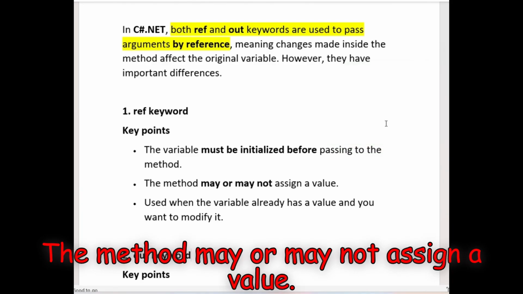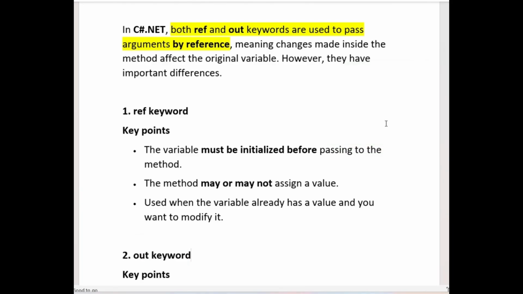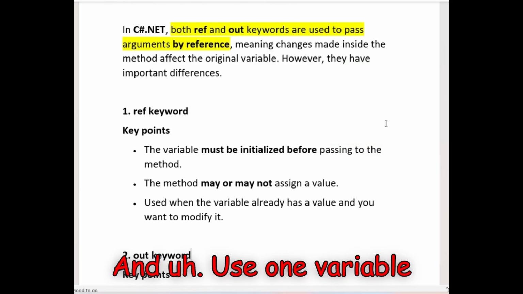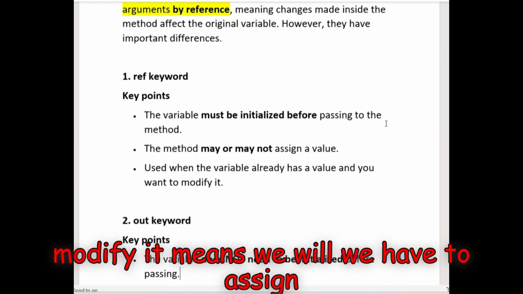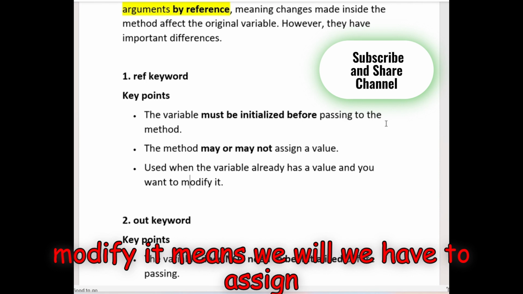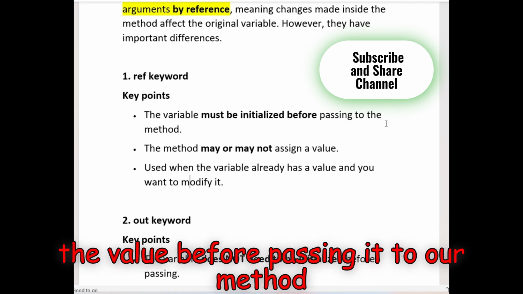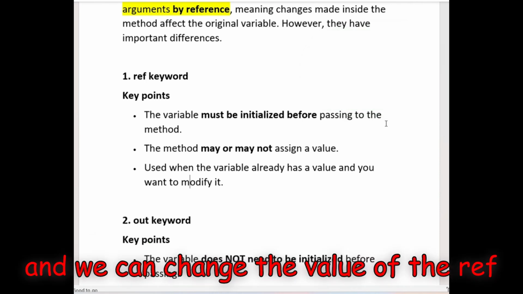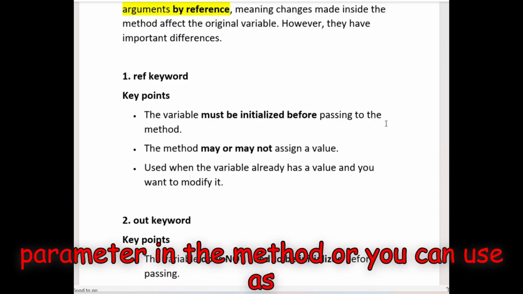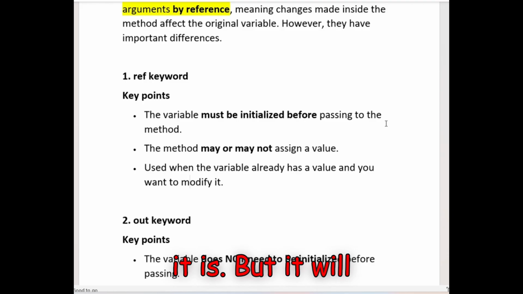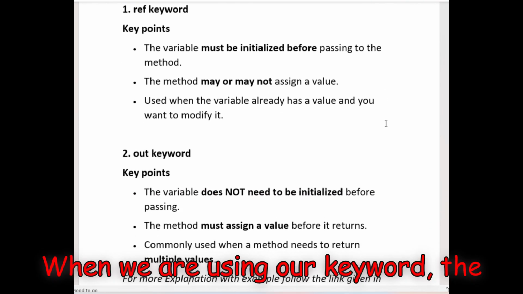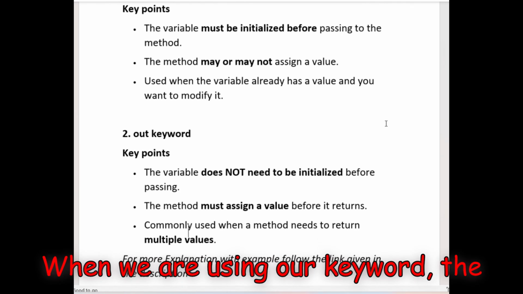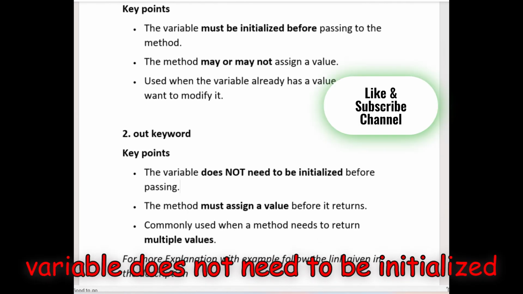The method may or may not assign a value, and it is used when a variable already has a value and you want to modify it. It means we have to assign the value before passing it to a method, and we can change the value of the ref parameter in the method, or you can use it as it is, but it will be passed by reference.